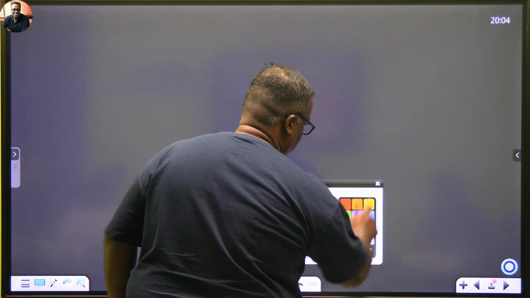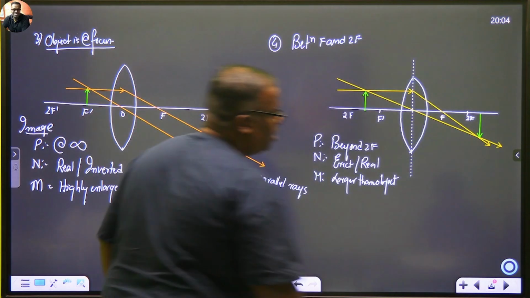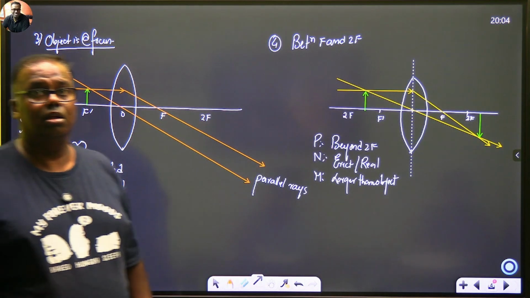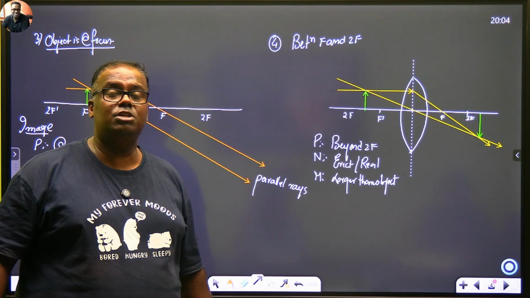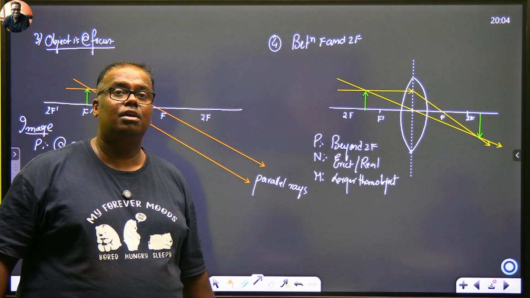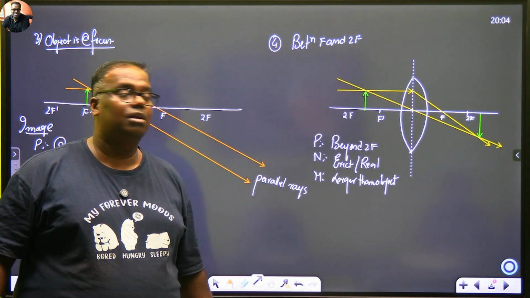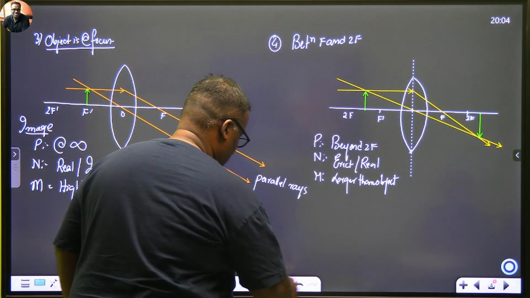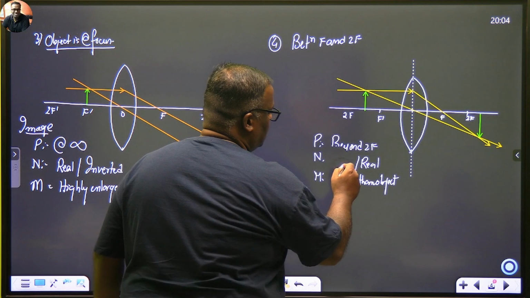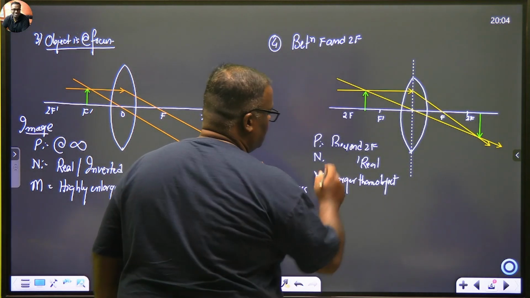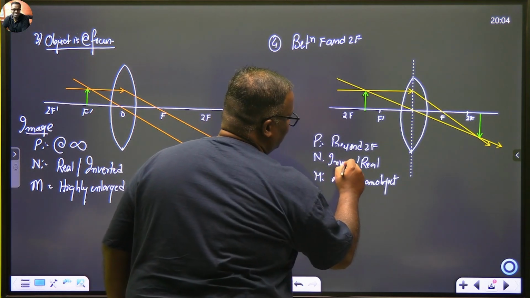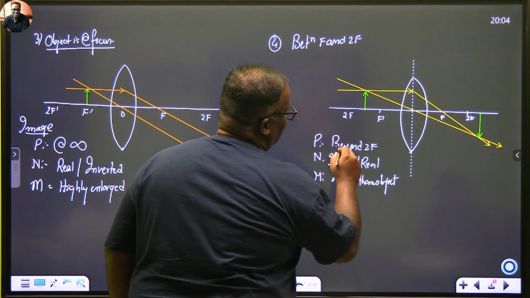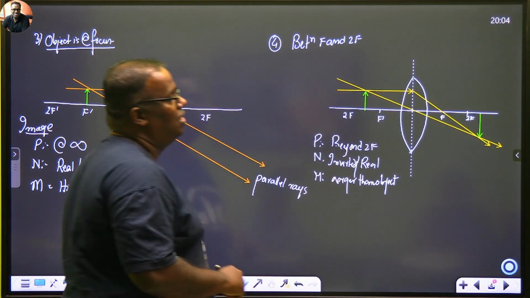Sir, can you understand the difference between the object being erect and inverted? How do you know inverted? Oh sorry, I wrote it wrong. This is not erect. Actually, I also got tired out. Okay, this is downward. Yeah, inverted. Sorry, it's inverted. Everything will be inverted.